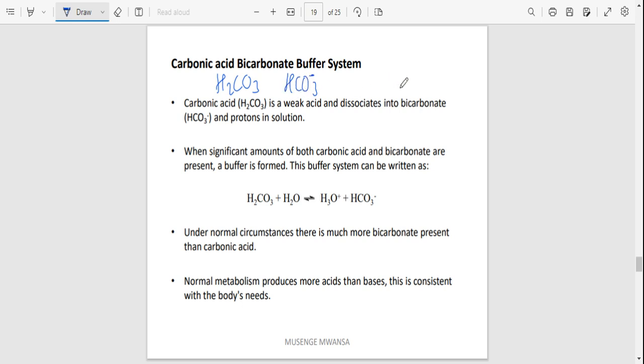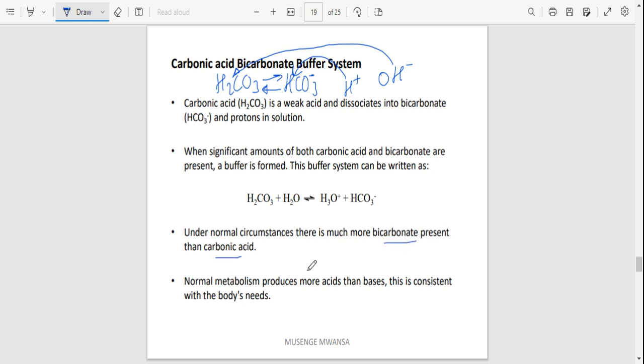So what happens when I react a base with this buffer system? A base has hydroxide. What is going to happen? The hydroxide is going to take one hydrogen from the acid, and then we are going to form this, right? And then if I react this buffer system with a hydrogen, meaning I'm reacting with an acid, this hydrogen is going to react with this base, forming more of this. So that is what is going to happen, right? Under normal circumstances, there is more bicarbonate present than carbonic acid.